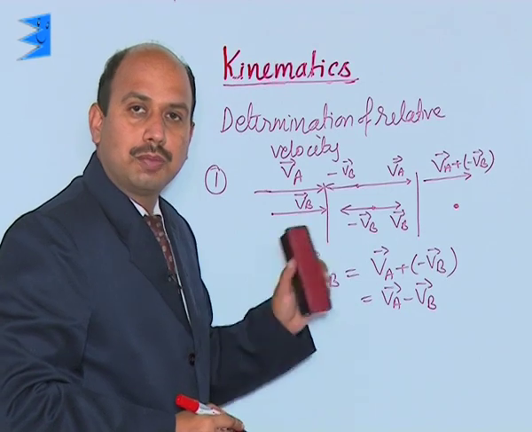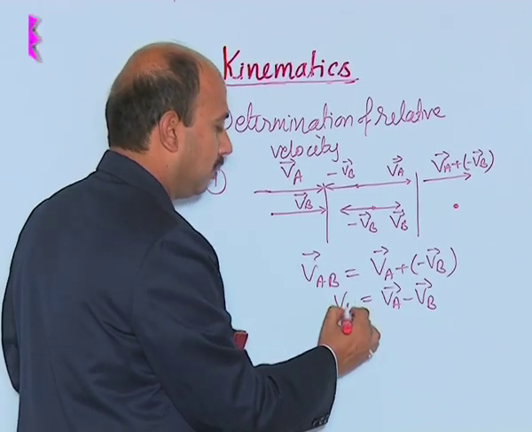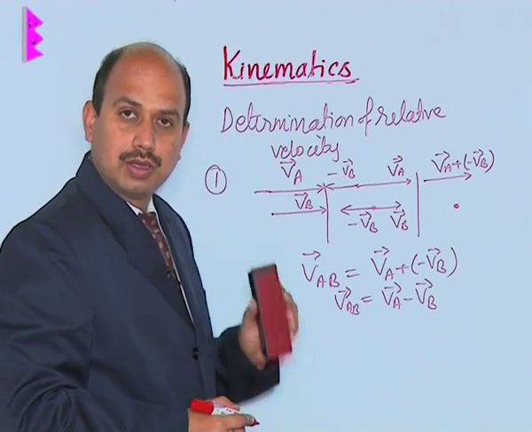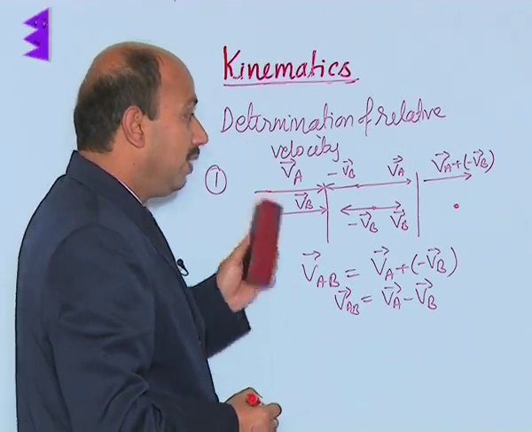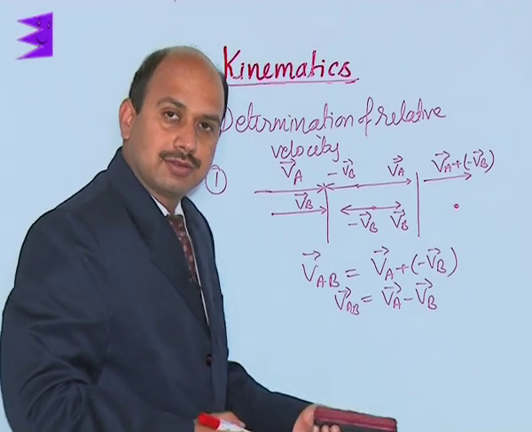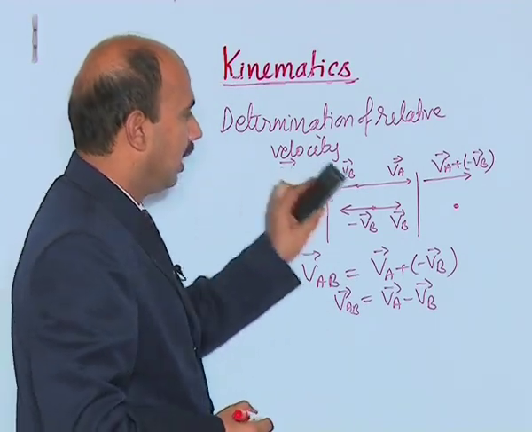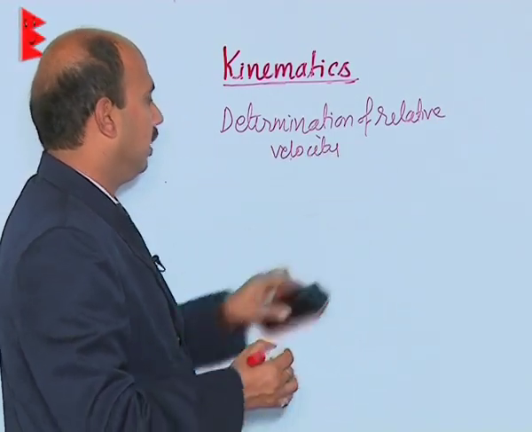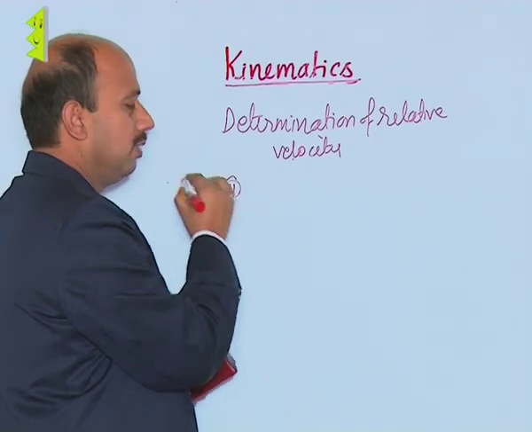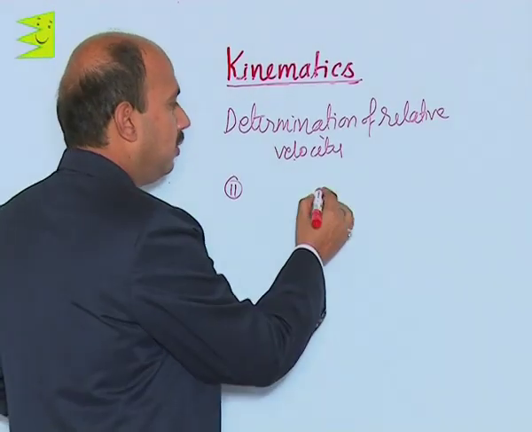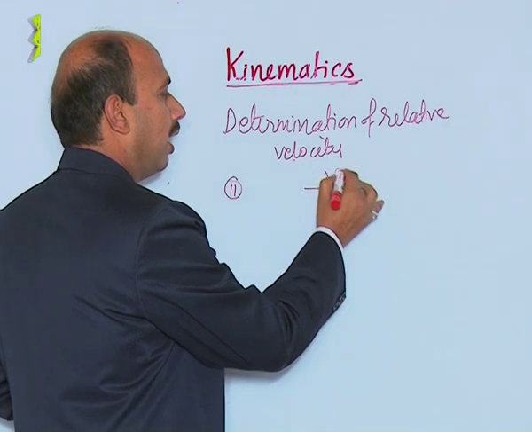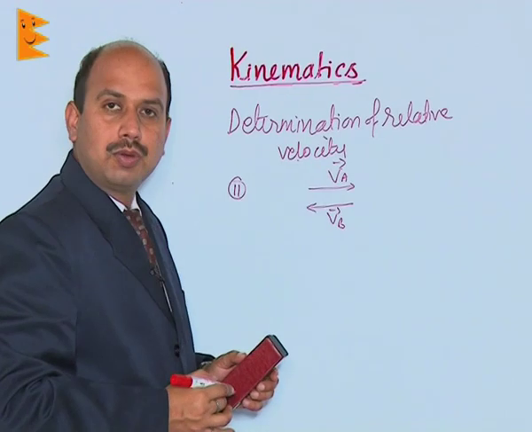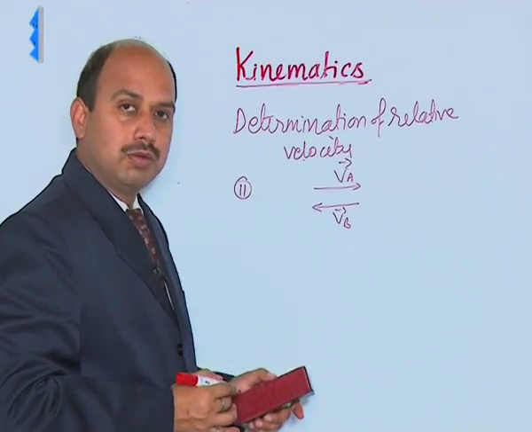So, the relative velocity of A with respect to B we can calculate this way, that is V A minus V B. Now, if A and B are moving in opposite directions, what will happen? We will take another case here. In this case, A and B are moving in opposite directions, that is the second case. First, A is going to this side and B is going to this side. Now, we have to calculate the relative velocity of A with respect to B.